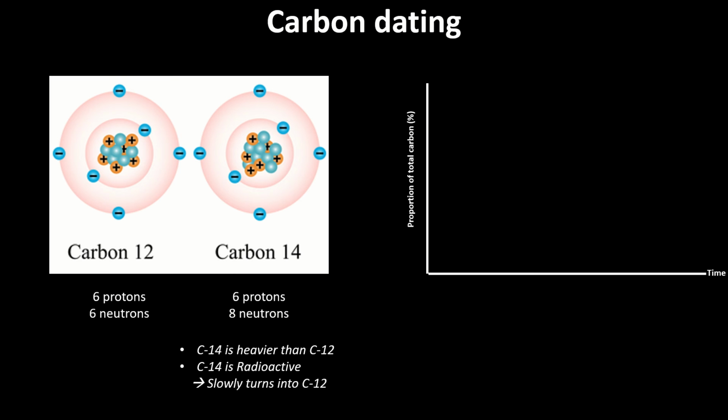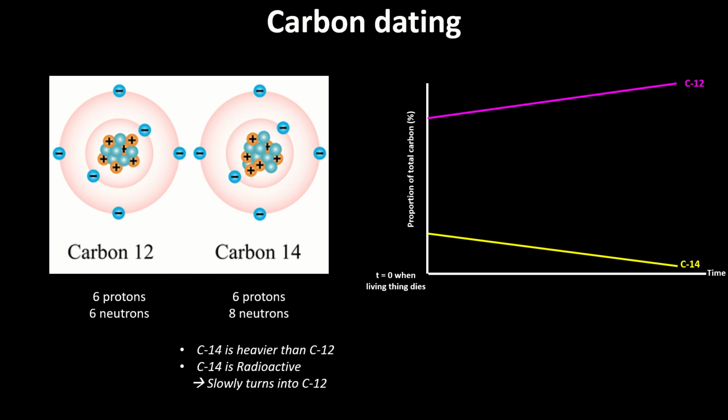But when the living thing dies, you're not replacing the carbon anymore. Okay? So all the carbon-14 that you have in your body, that's all that there's going to be. But gradually, over time, the amount of carbon-14 you have left in the body, or whatever it is in the living thing, is going to decrease once it dies. And that's going to slowly turn into carbon-12, which means the carbon-12 will gradually increase. Carbon-12 is very stable. Okay?